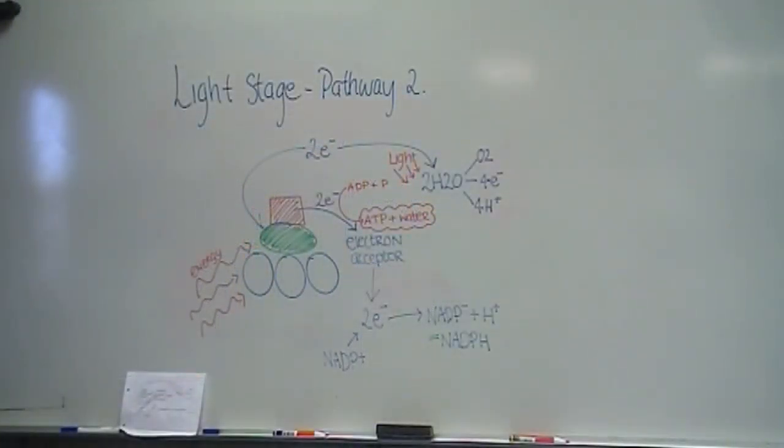The protons and electrons come from the splitting of water. Water is split by the light energy from the sun. This results in 4 H plus, 4 electrons, and oxygen.